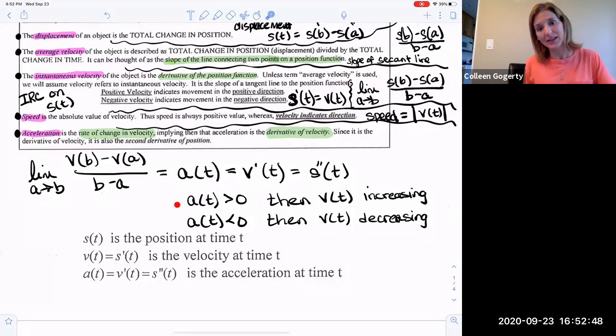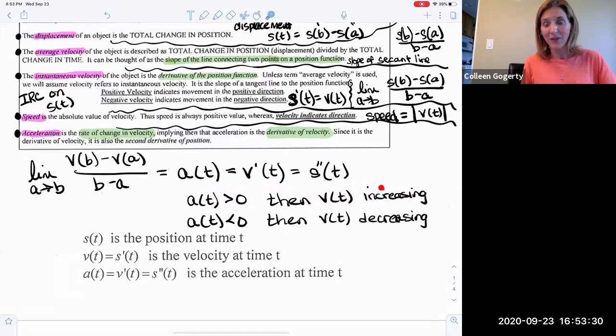So what happens if our acceleration is positive? What does that really tell us about velocity? Well, acceleration is the derivative of velocity. So if the rate of change of velocity is positive, and I just used that word, rate of change, the rate of change of velocity is acceleration, right? If the rate of change of the velocity equation is positive, then that tells me the velocity had to have been increasing, right? And we're going to see that on the next page.